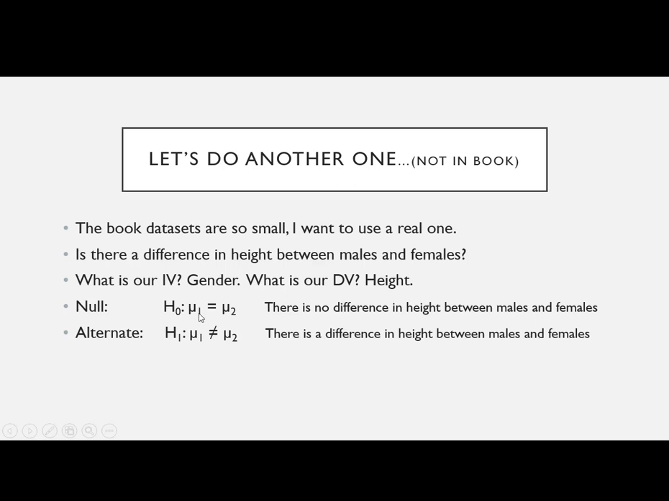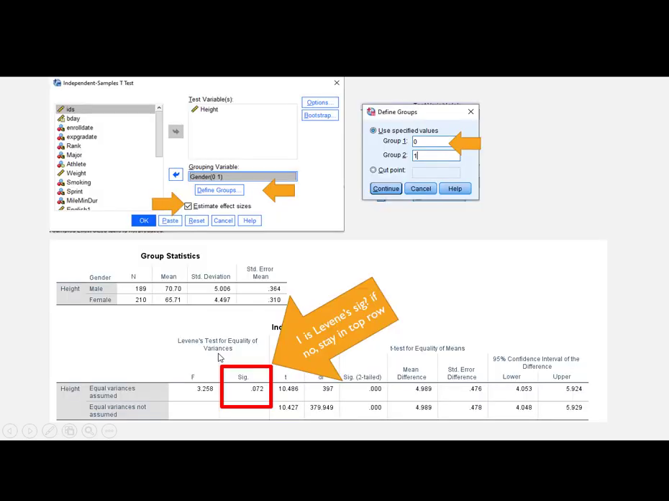So I could say the mean of males is equal to the mean of females. There is no difference in height between males and females. Eventually we're going to kind of fall away from doing the Greek only, and we're going to write it out in words. There is no difference in height between males and females. The alternate is that there is a difference in height between males and females. We're not saying where, we're just saying there is a difference, so it's a two-sided test.